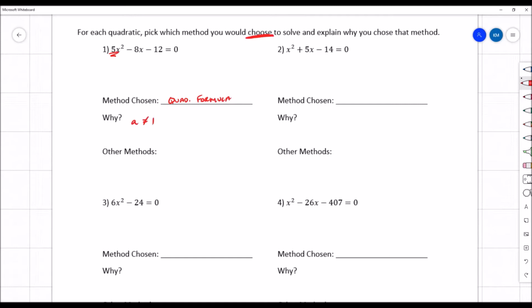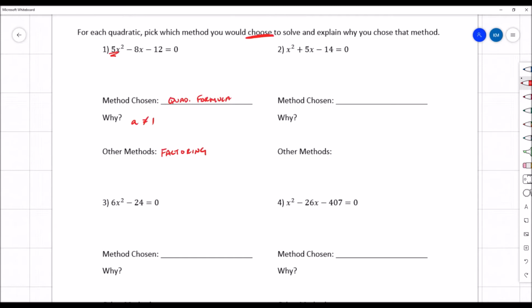Other methods that you could use: factoring. If you can find 2 numbers that multiply to give me negative 60 and add to give me 8, then do that. But I'd probably use the quadratic formula here.